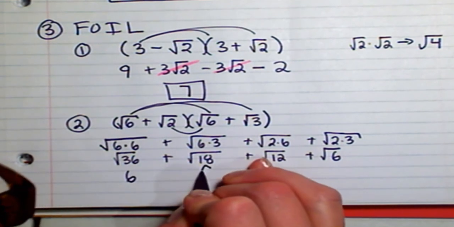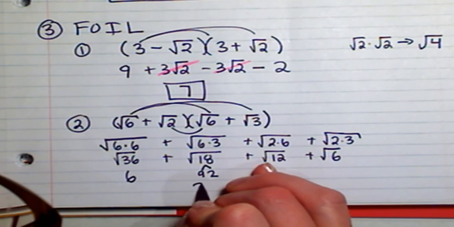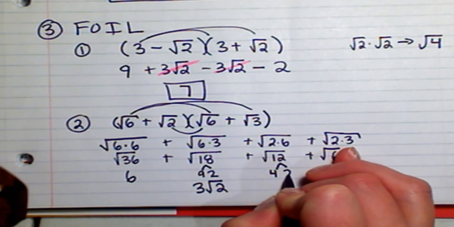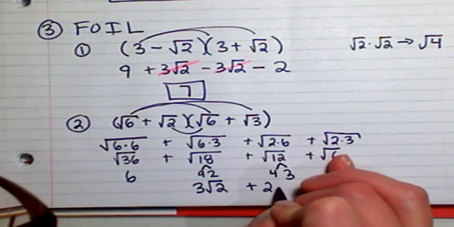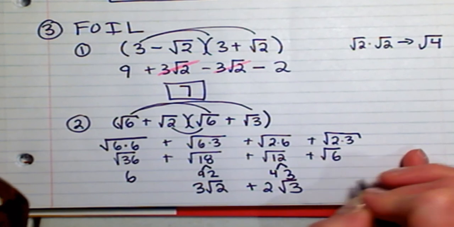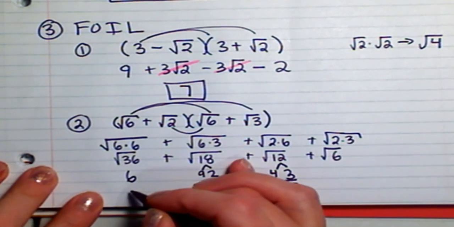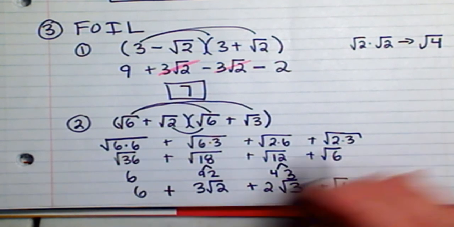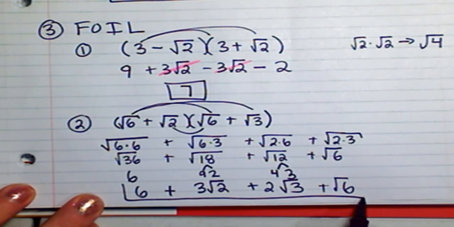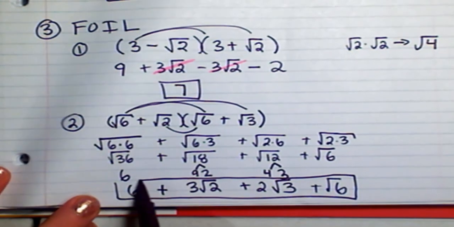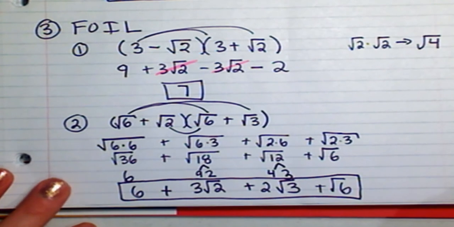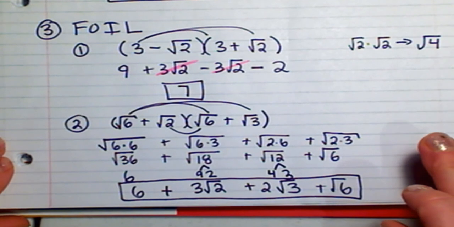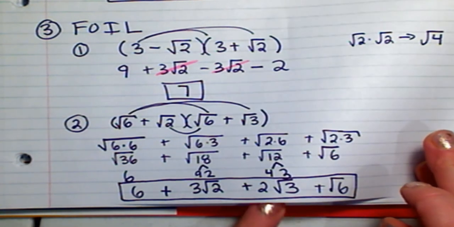Root 36 is 6. Okay, so 18 is 9 times 2, that's 3 root 2. 12 is 4 times 3, so that's 2 root 3. Root 6 is nothing. Okay, so we have 6 plus, plus, plus, no like terms. Sometimes you can't add them up. And I know I'm just a wee bit over my timing. I'm going to do one more example with your foiling.